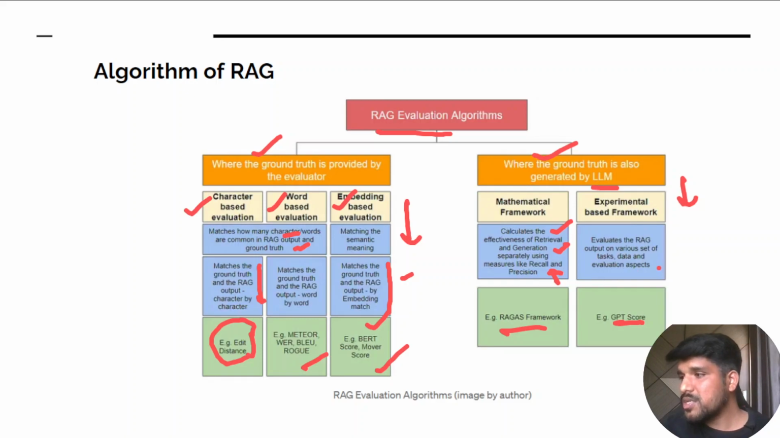And in the GPT score, it will check the generated output, how good it is. It evaluates the RAG output on various sets of tasks or data. So we have the RAG, and whatever output is generated, it will evaluate on a set of different tasks, different data, different evaluation objects, and see how good the score is. So these frameworks are available, where RAGas is a mathematical framework, and the GPT score is an experiment-based framework. These are the existing methods as of now. There are many more, but these are the standard ones where you can do the evaluation of the RAG system.